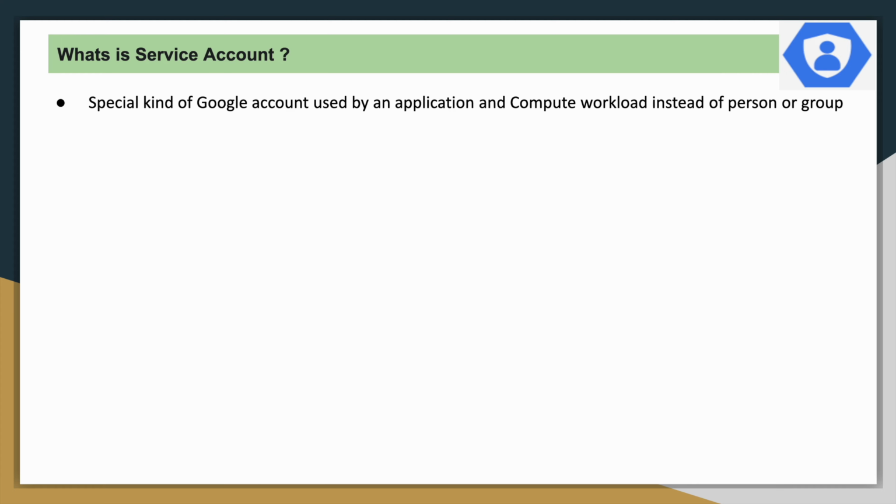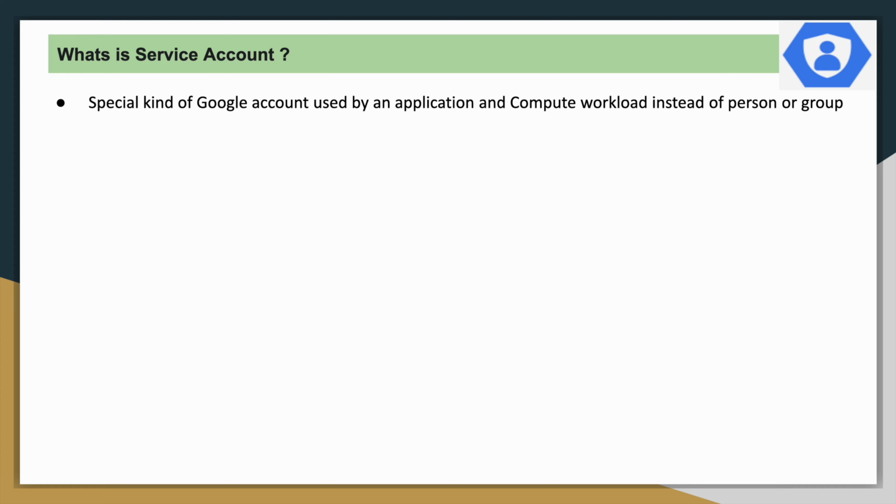This is the safest way to connect to Google Cloud APIs and access Google Cloud resources, by granting the necessary IAM roles and permissions. Usually a service account is defined by an email address. It looks like an email address, which is unique in nature.